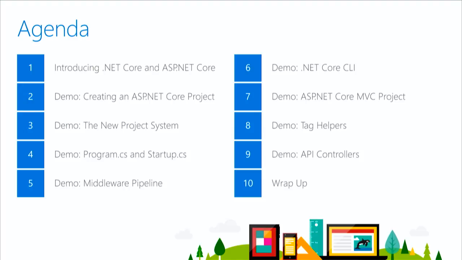Real quickly, our basic agenda. We're going to start by leveling the playing field, giving a quick introduction to .NET Core and ASP.NET Core. Then we're going to jump into some demos. We're going to create a project using Visual Studio 2017. We're going to take a look at the new CS project system. And then we're going to take a quick look at the underpinnings of an ASP.NET Core application, program.cs, startup.cs, before we move on to looking at the middleware pipeline, a little bit of .NET Core CLI, just to show you what that experience is like outside of Visual Studio. Then we'll create an MVC project, and time permitting, we'll look at a quick demo of tag helpers and API controllers.